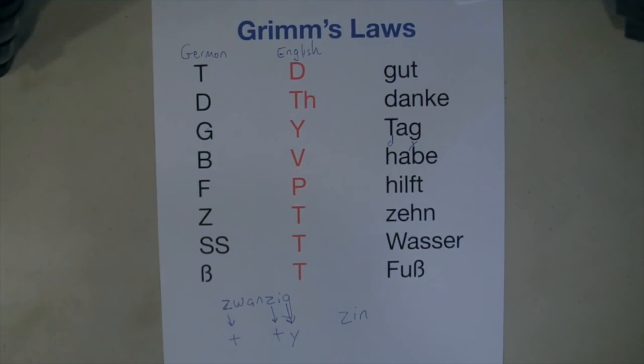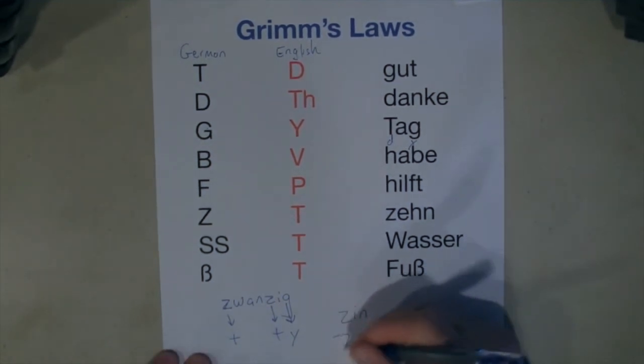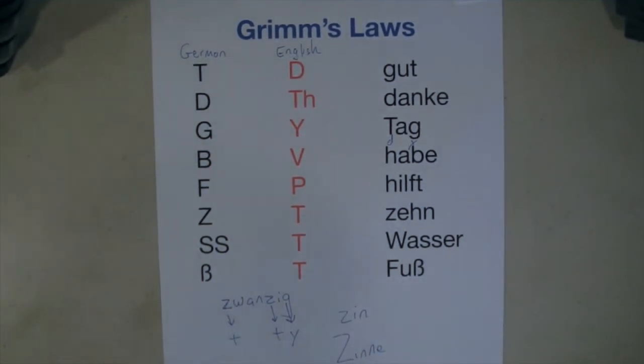I wasn't 100% right. The true word is zinn, I think. But I was close enough. And she got it once I said zin. If I would have said tin, she wouldn't have known it. But if I said zin, it got me within striking distance. So you could even use Grimm's laws backwards.